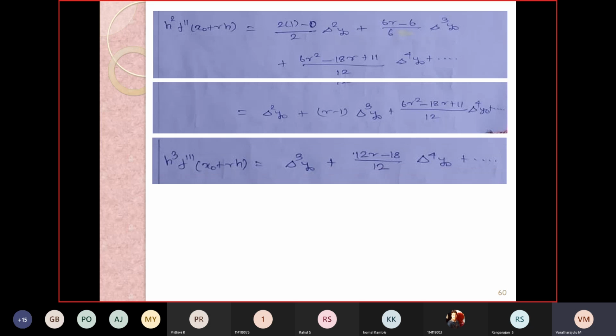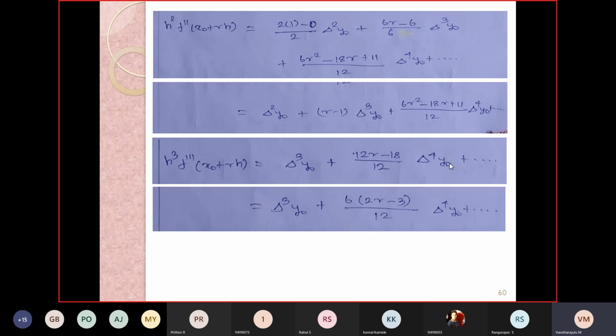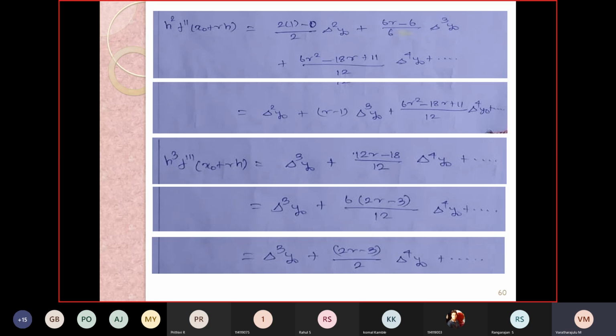And this is the third derivative, h cube into f triple dash of x naught plus r into h is equal to the third difference of y naught. See, this term becomes 0. Here we will get (r minus 1) into the third difference of y naught, therefore r minus 1 becomes r 1, and therefore the third difference of y naught plus, here 6r square becomes 12r, minus 18r becomes minus 18, divided by 12, 11 becomes 0. Therefore we will get the fourth difference of y naught, and the second term becomes (2r minus 3) divided by 2 into the fourth difference of y naught.